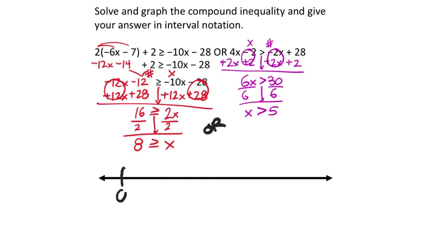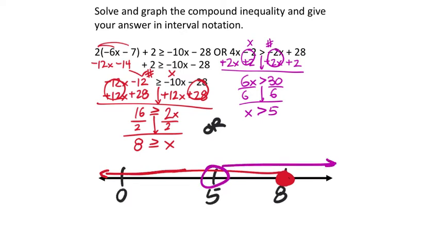All right, so 0 would be over here. I'll put 5 here, and then 8 is to the right of 5. So starting with the red one, that's 8 is greater than or equal to x. So that is a closed circle at 8, because it could equal 8. It's not eating the x, though, so this one goes to the left. And I'll extend that. There we go. Now the next one, x is greater than 5. So at 5, that's an open circle. But this one is eating the x, so this line goes to the right.